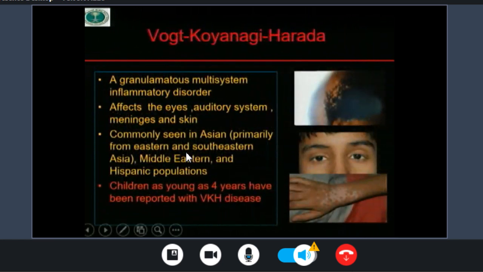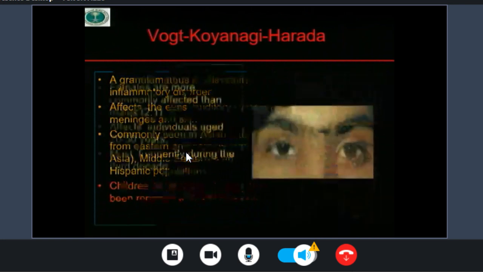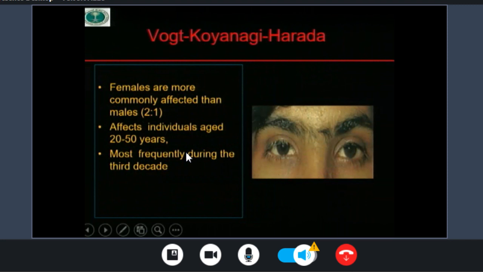Another entity is VKH, which could affect young patients and present as acute loss of vision in one eye or both eyes at the same time. As you know, VKH is a granulomatous multisystem inflammatory disease that affects the eyes, auditory system, meninges, and skin, and is usually seen in Asian, Middle Eastern, and Hispanic populations. Children can be affected as young as 4 years of age. Females are affected more than males, as you see that Behçet is more in males and VKH more in females. The age of affected individuals is between 20 and 50, the productive age, and most frequently in the third decade.